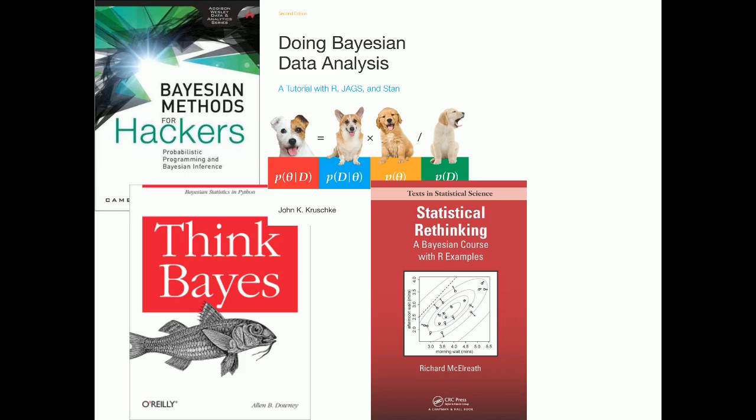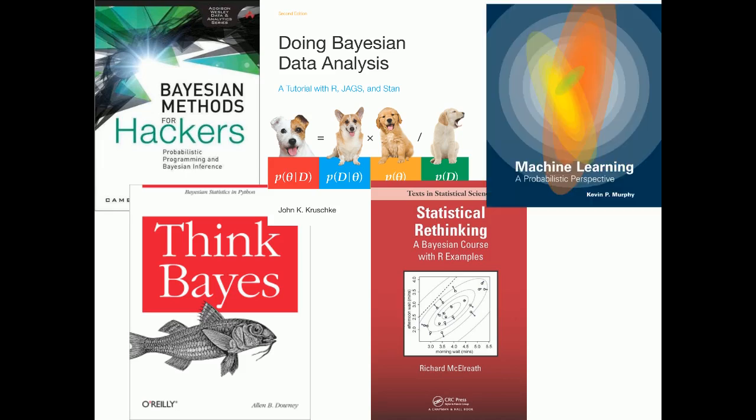And finally, if you want something more math heavy, then Machine Learning: A Probabilistic Perspective by Kevin Murphy is an amazing introduction to machine learning from a Bayesian perspective, or perhaps Bayesian from a machine learning perspective, depending on your point of view.